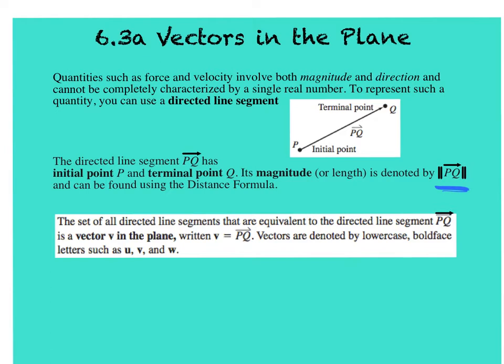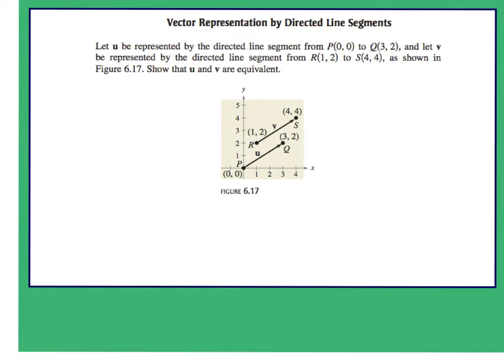What's a vector? A line represented by an arrow that has what? Direction and magnitude. Let U be represented by the directed line segment from P (0, 0) to Q (3, 2), and let V be represented by the directed line segment from R (1, 2) to S (4, 4), as shown in figure 6.17. Show that U and V are equal.